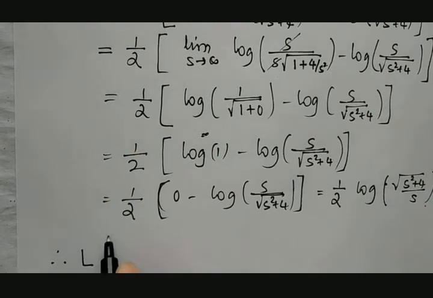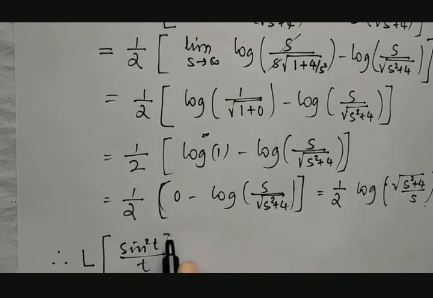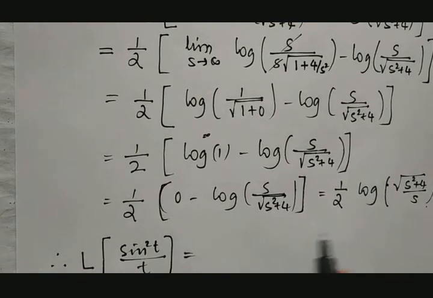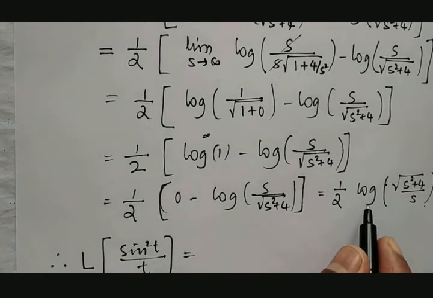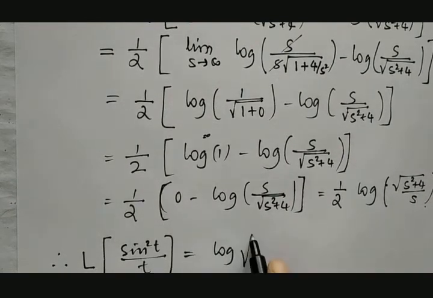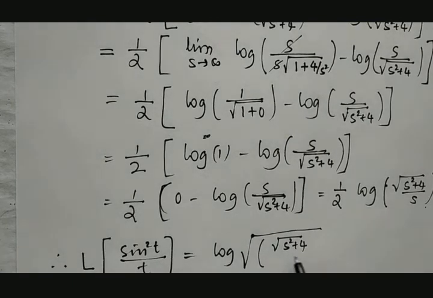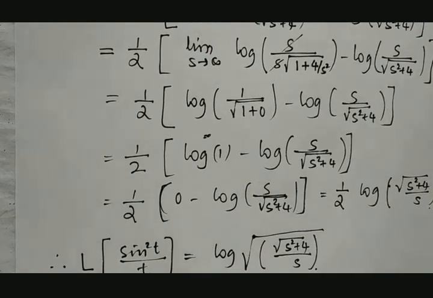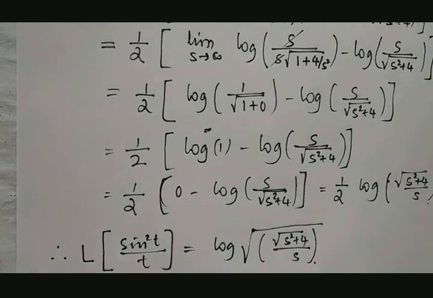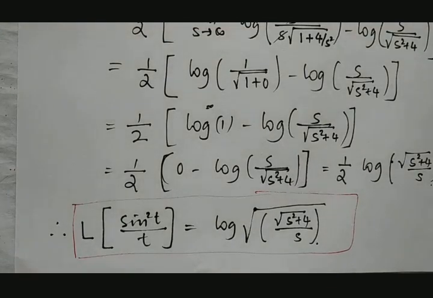Therefore the Laplace transformation of sine square t divided by t is equal to 1 divided by 2 into this, or else we can put the 1 by 2 inside as a square root, that is logarithm of square root of s square plus 4 divided by s. So this is the solution for the given example, where we had a division of t.